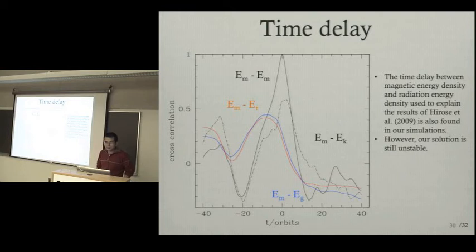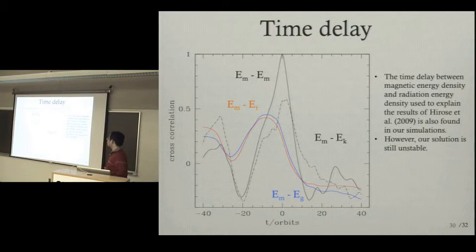The last point we want to make is that in Hirose 2009, they found that the simulation is stable, and they gave an argument that it is stable because there is a delay between the magnetic energy density and the radiation density, which stabilizes the disk. However, later people have done analysis to put a time delay in that model, but a time delay of about 10 orbits is not enough in the analytical models to make the disk stable.